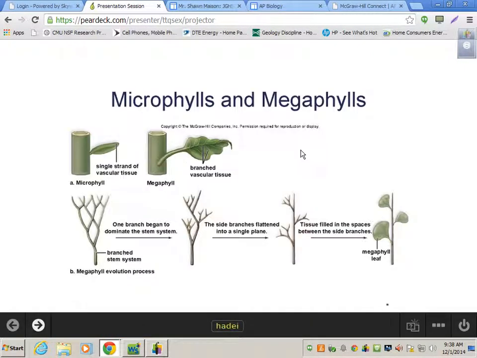So on microphylls versus megaphylls, our microphylls are going to have a smaller single strand of vascular tissue. That's why they're called microphylls. The megaphylls will have a large, broad, leaf-like structure that will have vascularization through branches. And you'll actually see the veins beginning on the leaves that stem from that xylem and phloem layer in the center of that stem.